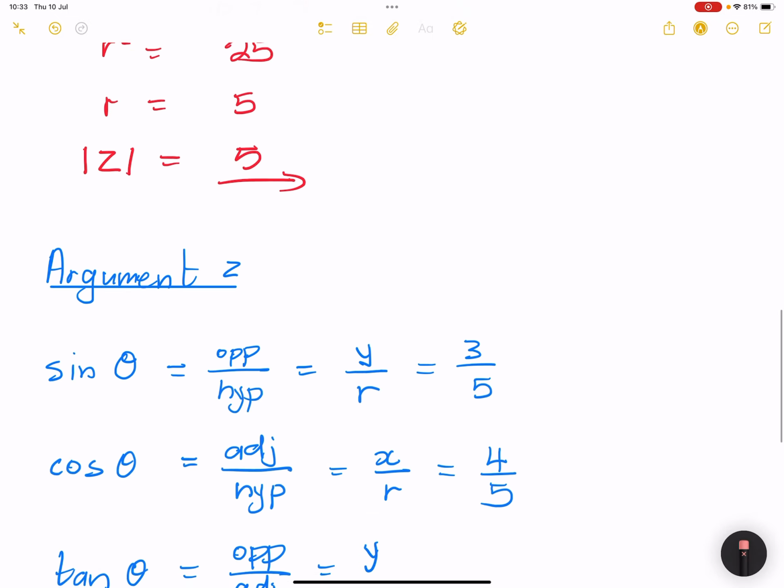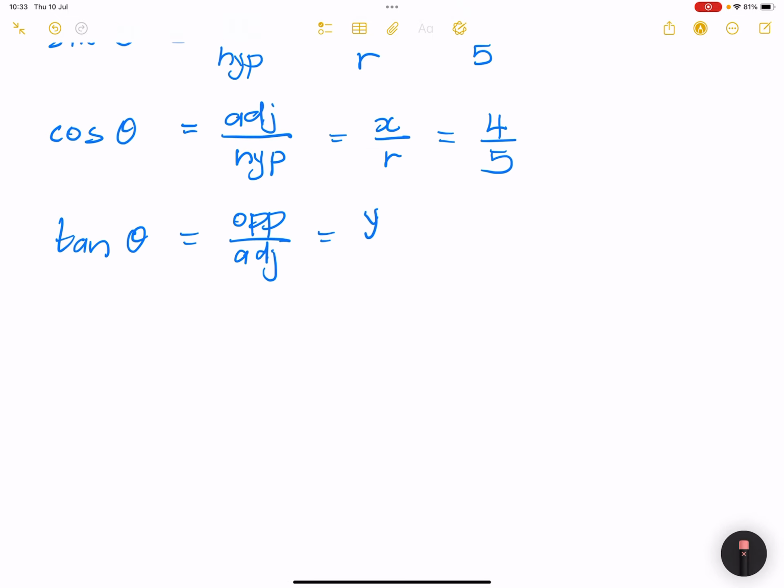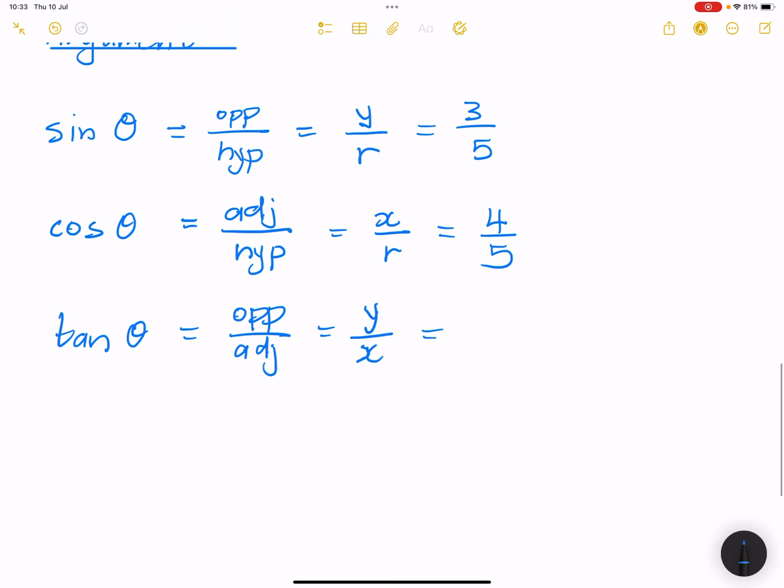So adjacent just is a fancy word that means next to. So next to the angle, you've got two sides. That is the hypotenuse as well as the adjacent side. But because the hypotenuse is already given a name, we just simply call the other one the adjacent side.